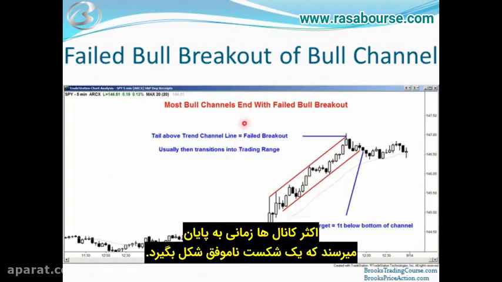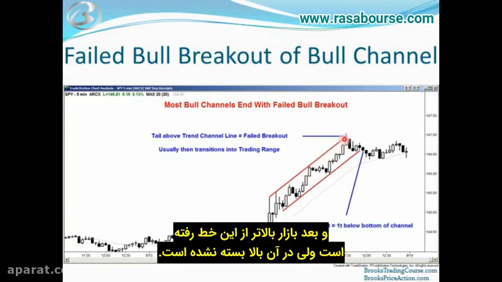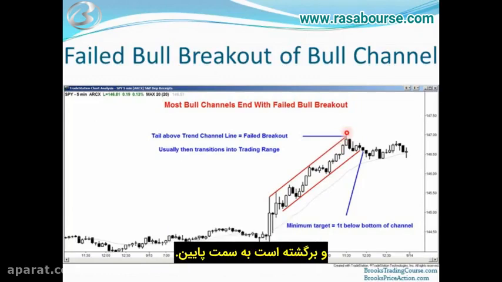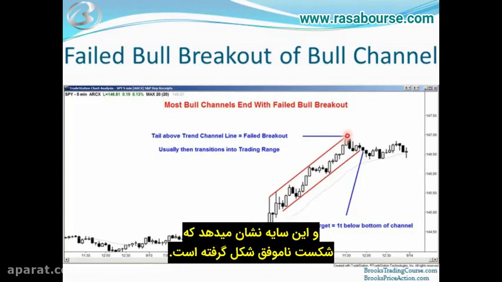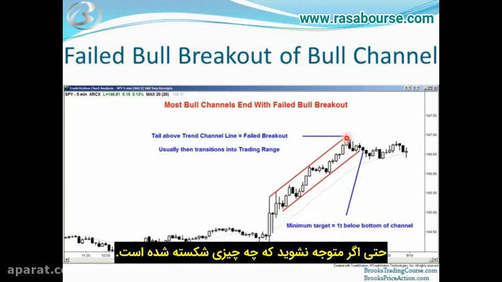Most channels end with a failed breakout. Here we have a bull channel, and you draw the trend channel line along the top, and the market broke out of the top, but it did not close up there. The close pulled back, and that tail represents a failed breakout. Remember, every tail is a failed breakout, even if you don't see what's being broken out.